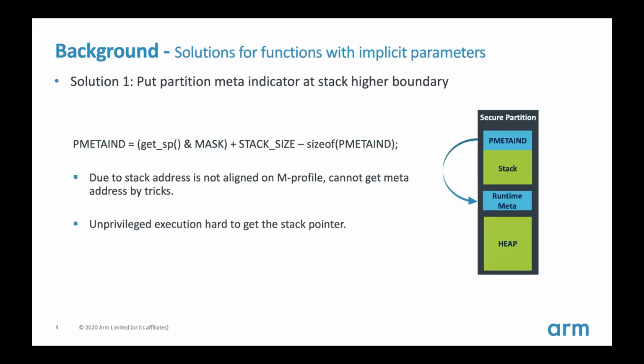We have several solutions to solve this. Solution 1: put the partition meta indicator at the stack higher boundary. We can use this formula to calculate the partition meta indicator address. However, because the stack address is not aligned on M profile, we cannot get the meta address by this formula. And also, unprivileged execution is hard to get the stack pointer. So this solution is not applicable.